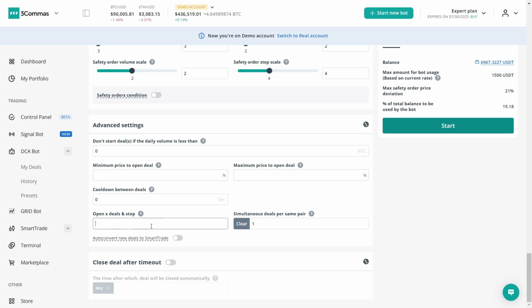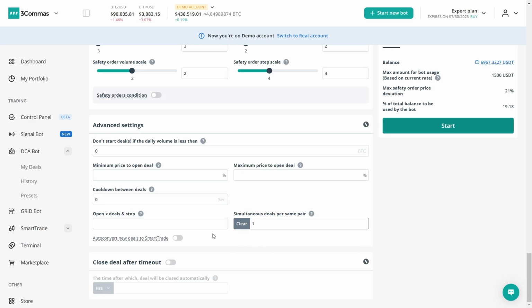Open deals and stop. Let's suppose I want to test this bot for 50 trades. So I want to measure the results after 50 trades. I can put the number here. After it completes 50 trades, it will stop. Simple as that. It is maybe useful for testing and analysis, but not for daily trading needs, right? And simultaneous deals per same pair. It's important. You probably don't want to open several deals for the same pair, so normally you set this to 1.